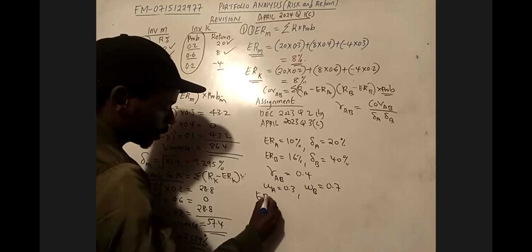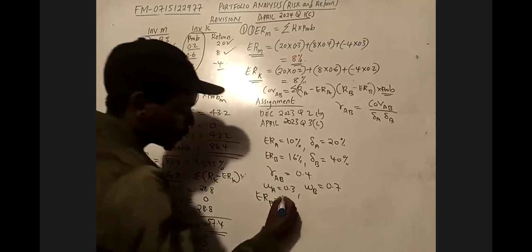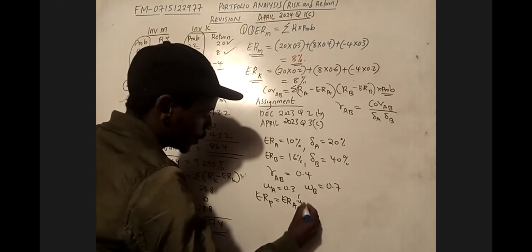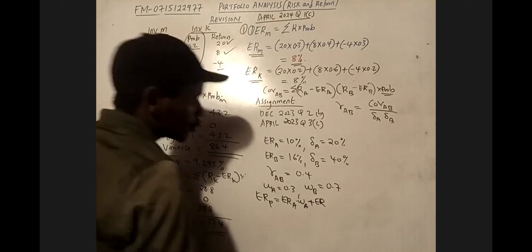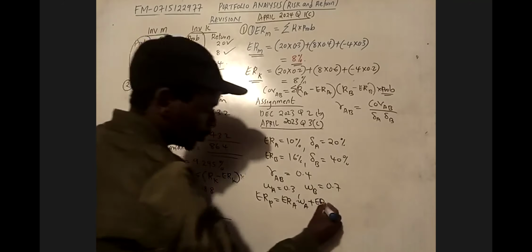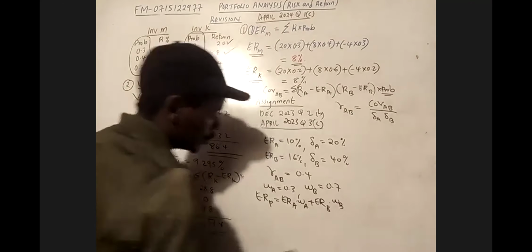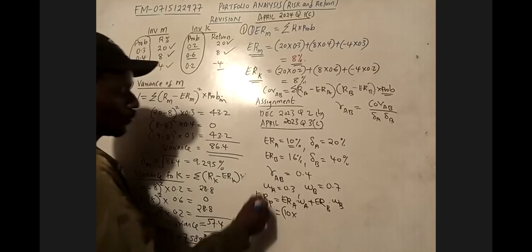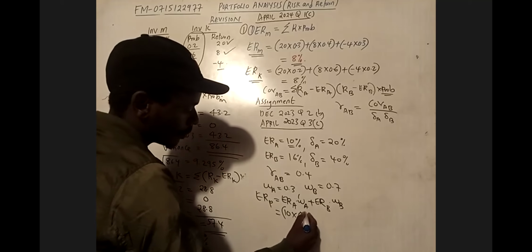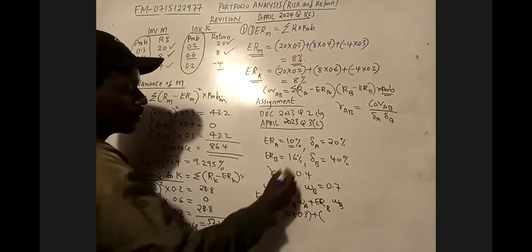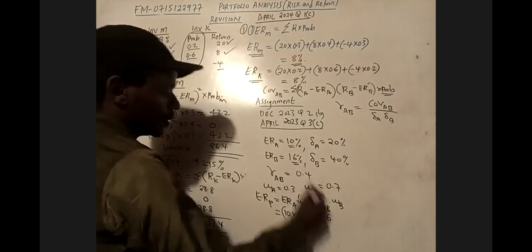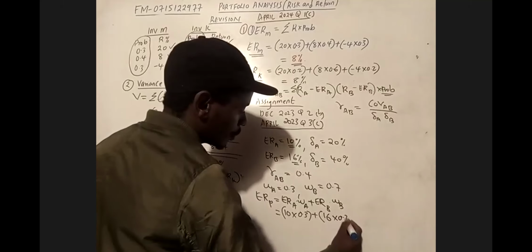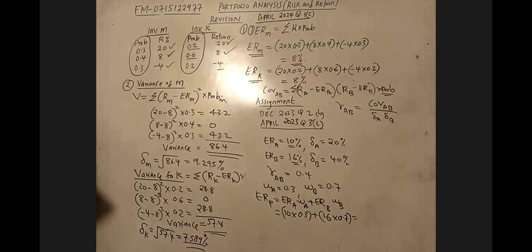If we do the question quickly, let's do it. Because we have the information, expected return of the portfolio is equal to the expected return of A times weight of A plus expected return of B times weight of B. So the expected return of A is 10 times weight of A, which is 0.3, plus for B the expected return is 16 times 0.7. I have given you that for free. That is the answer. You put it in the calculator and you get the answer.